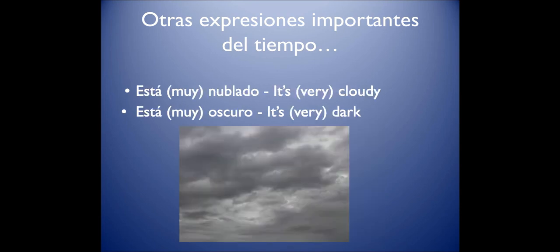Some other expressions might use the verb estar. Está muy nublado or está muy oscuro. It's very cloudy, it's very dark. Now notice these use muy instead of mucho because now they're being used as adverbs. Muy instead of an adjective, mucho. Nublado is cloudy and oscuro is dark.